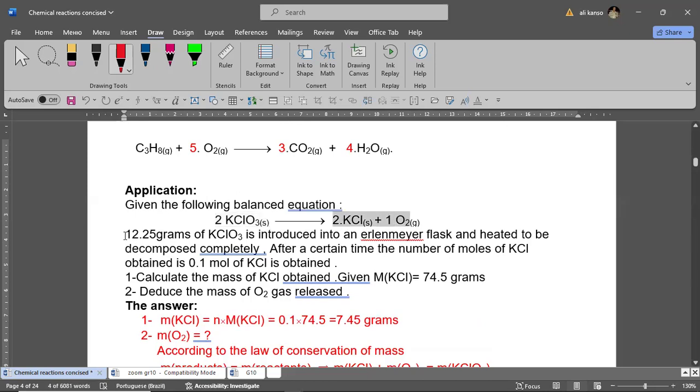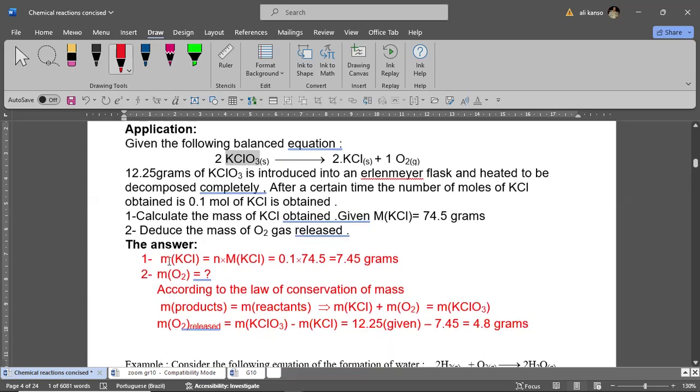It is given that 12.25 gram of potassium chlorate is introduced into an Erlenmeyer flask and heated to be decomposed completely. After a certain time, at the end, the number of moles of KCl obtained is 0.1 mole. Calculate the mass of KCl, given M of KCl is 74.5.